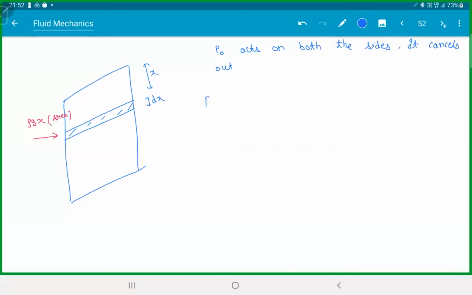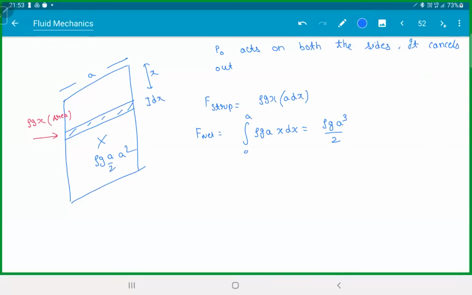So the small force on each strip will be the pressure rho g x, area will be, this is a side, so a into dx. So the total force F net will be the integral from 0 to a of rho g a x dx, which is rho g a cube by 2. Check, if you use center of mass, you get the same answer. Center of mass pressure is rho g a by 2 into area a square. Did you see, single step? You'll get the answer.